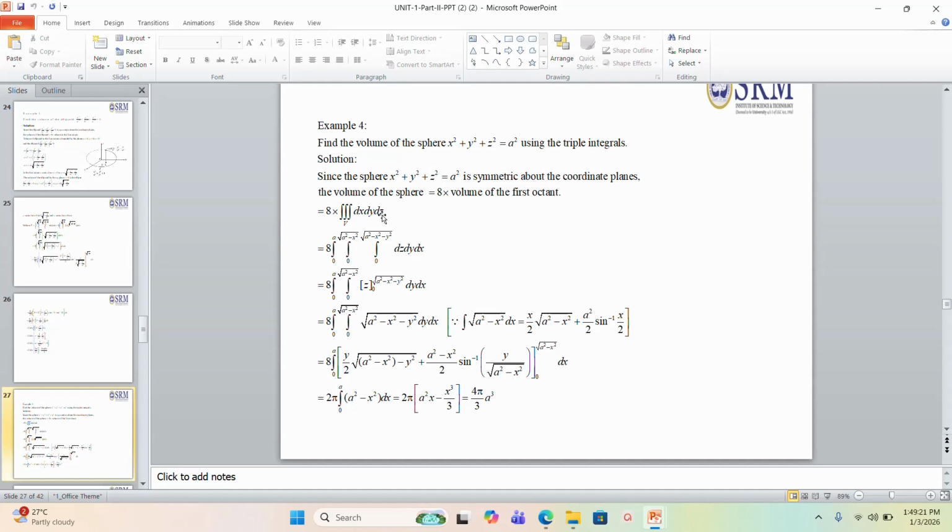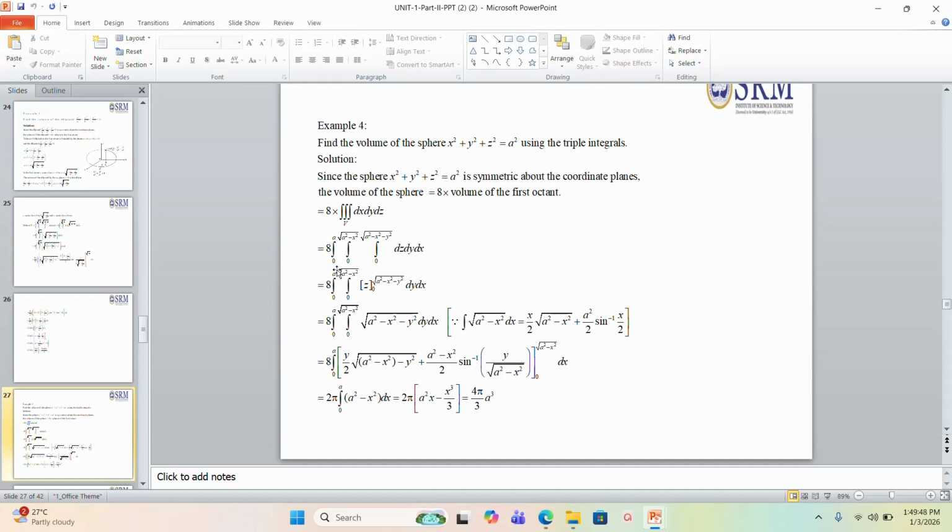As we have the volume triple integral dx dy dz, and here the sphere also, it is in 3 dimensions, so there are 8 octants. So for the first octant we can find the volume and multiply by 8. So 8 into triple integral dx dy dz. And before finding this volume, we should find the x limits, y limits and z limits.